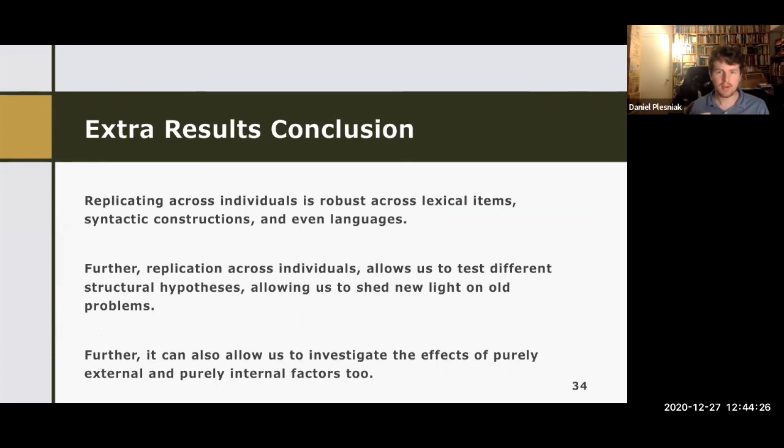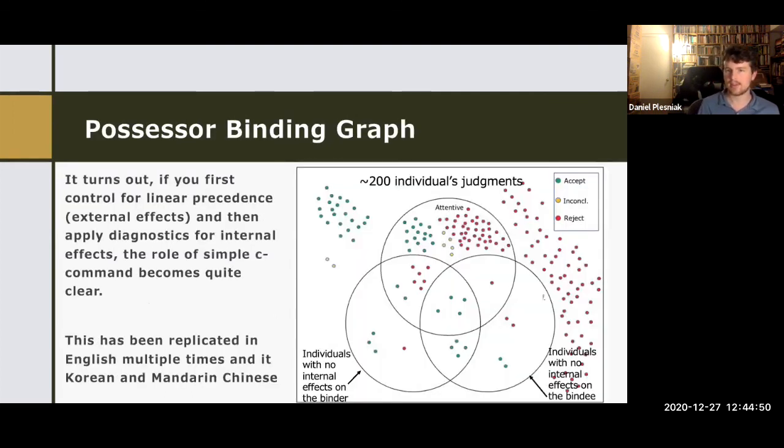And nicely, this kind of replication lets us test different hypotheses. It doesn't just show the same result over and over again. It lets us distinguish between different pictures of how the universal grammar works, how structure impacts meaning, whether C-command is the simple way or something more complex. And further, though I didn't get a chance to talk about it, it's been kind of implicit, it lets us look at the effects of other factors other than structure, right?